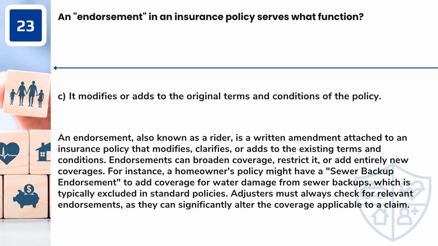For instance, a homeowner's policy might have a sewer backup endorsement to add coverage for water damage from sewer backups, which is typically excluded in standard policies. Adjusters must always check for relevant endorsements, as they can significantly alter the coverage applicable to a claim.